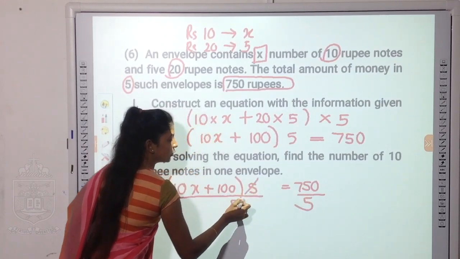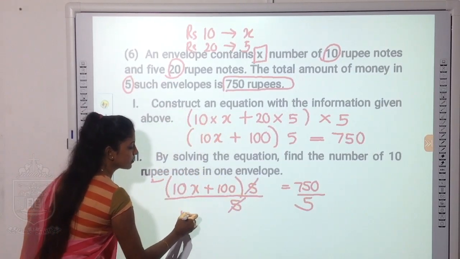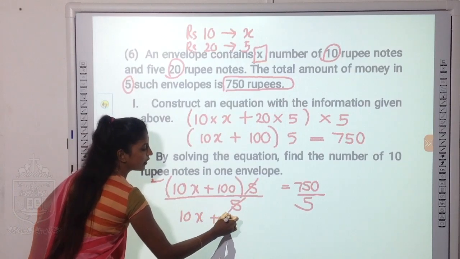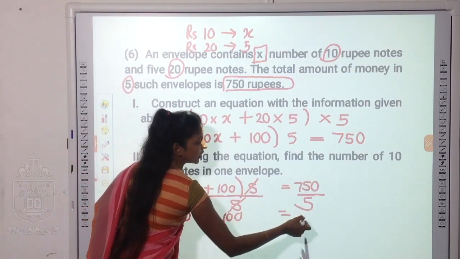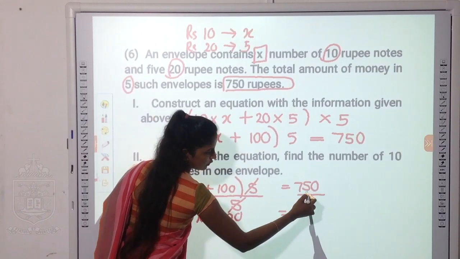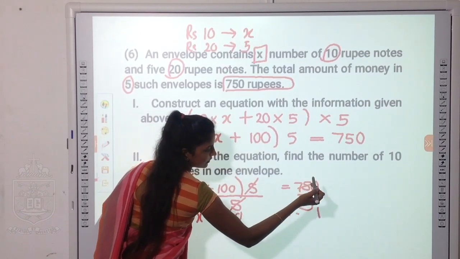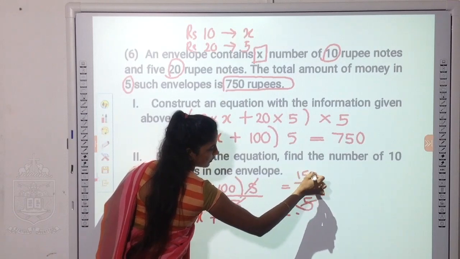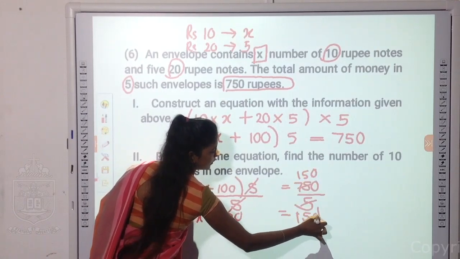So 5 will be removed and the bracket is also removed. 10x plus 100, and then here you have to divide. So how many 75s are there inside 5? 15. So the answer is 150.